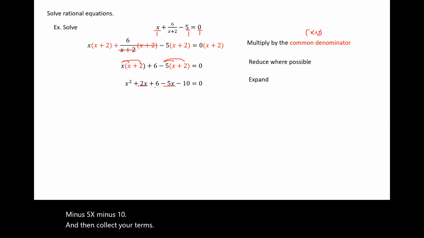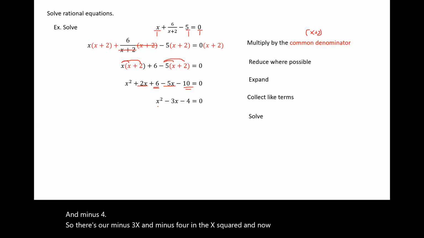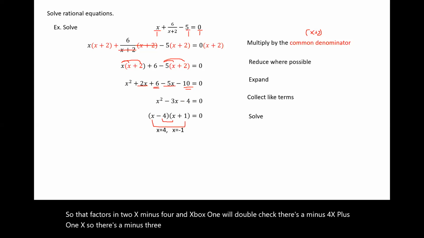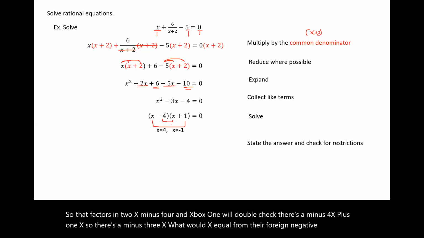We'll have minus 3x and minus 4. So there's our minus 3x and minus 4 and the x squared. And now I think we can factor that one, and we'll solve the equation. So that factors into x minus 4 and x plus 1. We'll double check. There's a minus 4x plus 1x, so there's our minus 3x. What would x equal from there? 4 and negative 1.